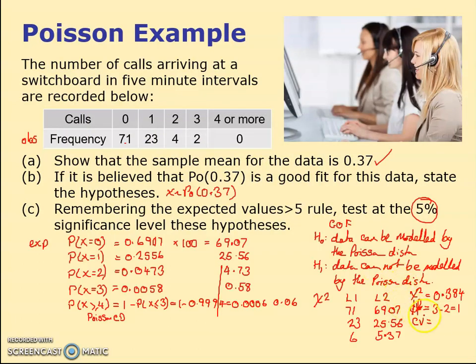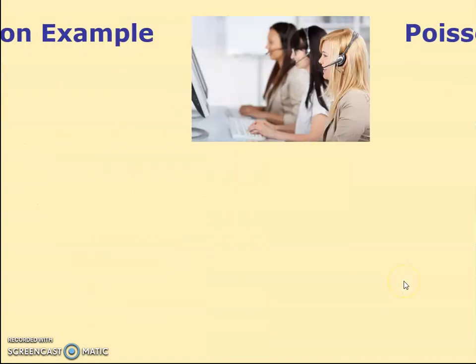So my critical value is 3.841, which looks very similar, but they're obviously much different. Here I've got chi-squared then is obviously much less than the critical value. And when it's much less, I reckon, right, do not reject H0. It has to be bigger to reject H0. And so effectively I'm saying the data can be modelled by the Poisson distribution.